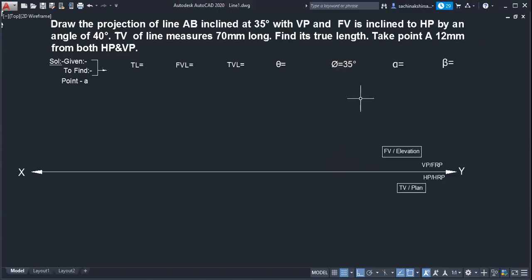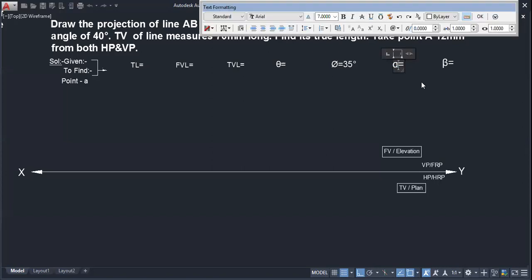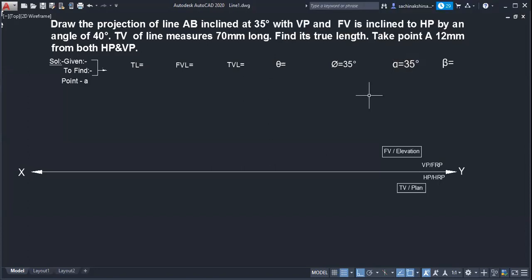Next, a specific word is used here. Front view is inclined to HP by an angle of 40 degree. Means what? The angle made by true length or apparent length? Apparent length. With whom? With HP. So which is this angle? Alpha. How much is it? 40.